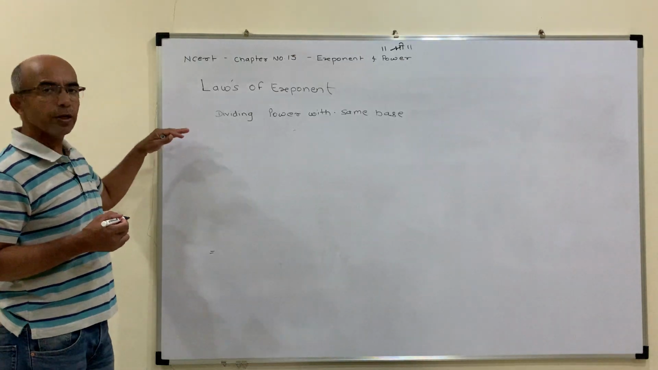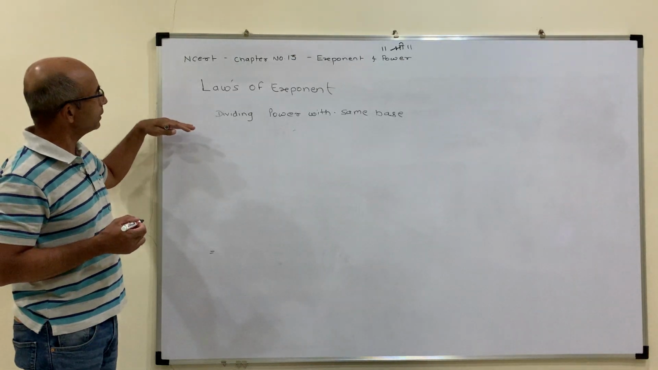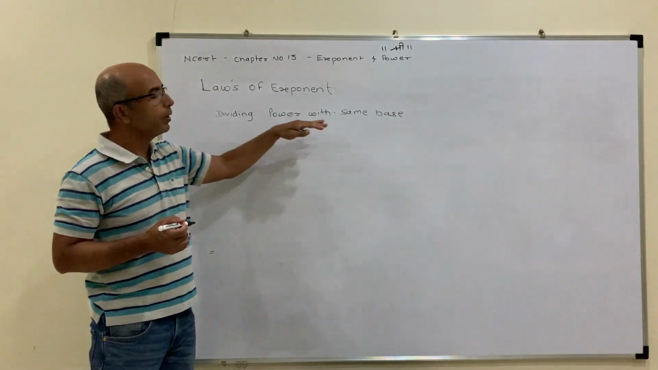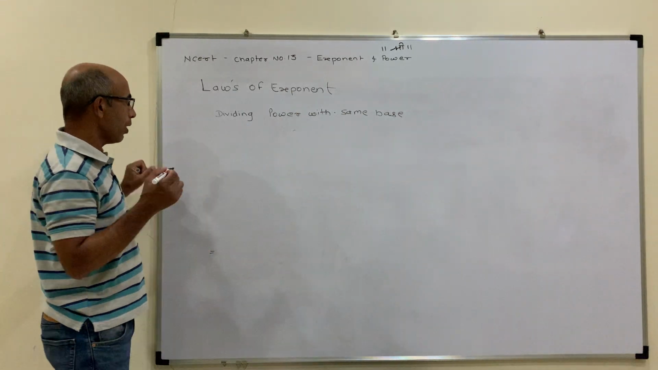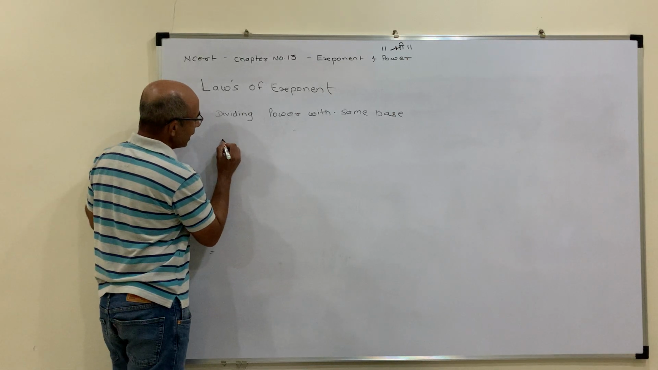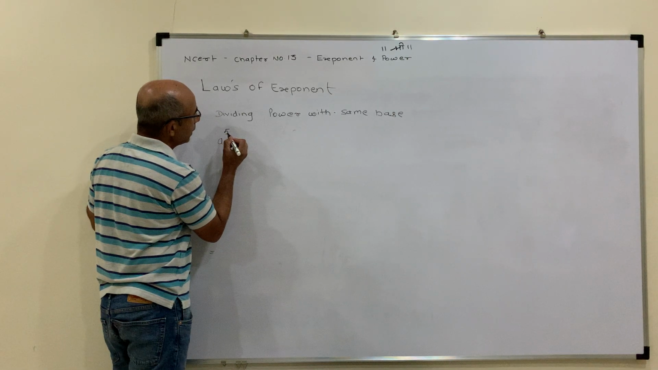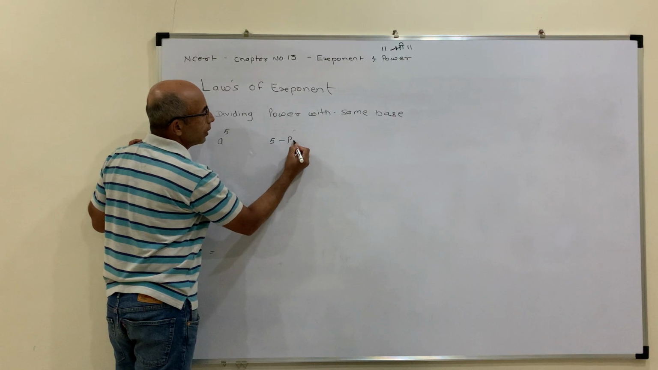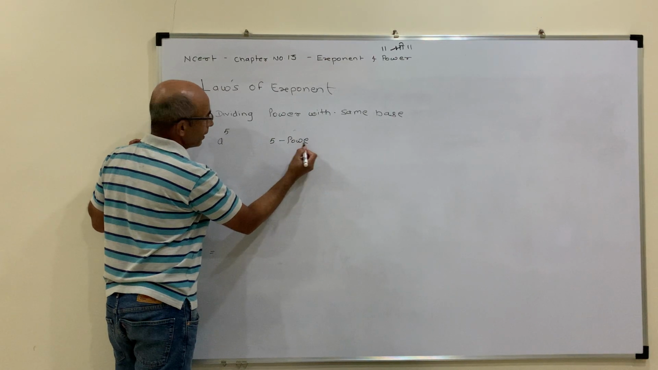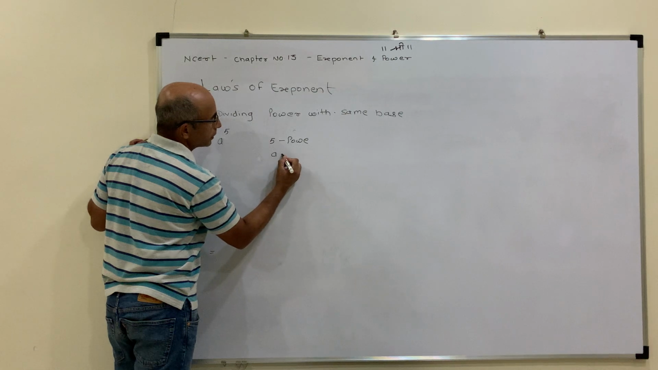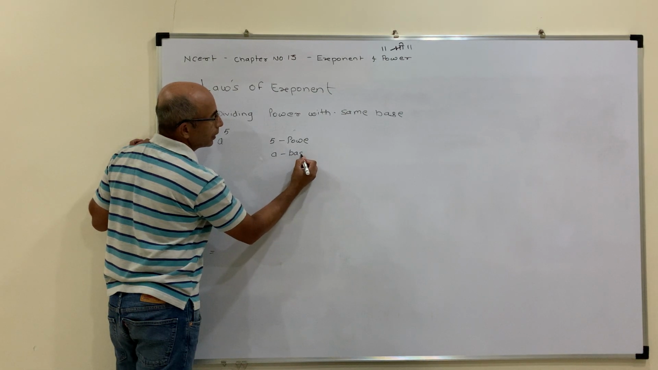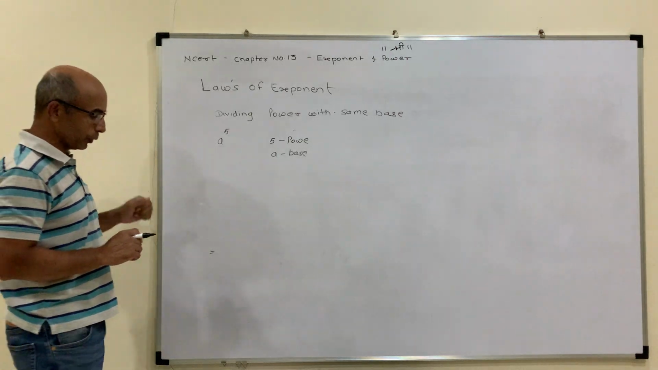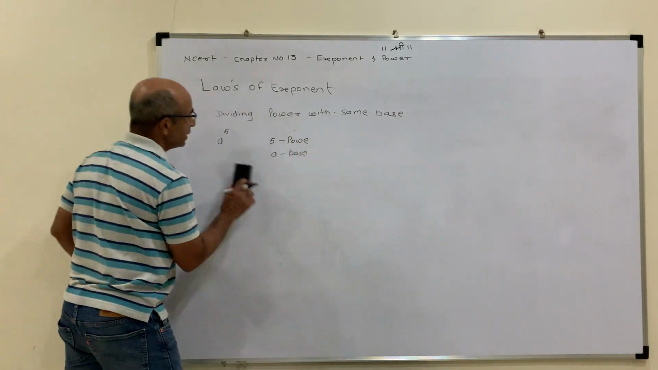Now we are moving on to the next topic, that is laws of exponents, and now dividing powers with the same base. Again I'll explain. When I say a raised to 5, 5 is a power and a is a base. When I divide two numbers, two exponential numbers, where the base is the same.